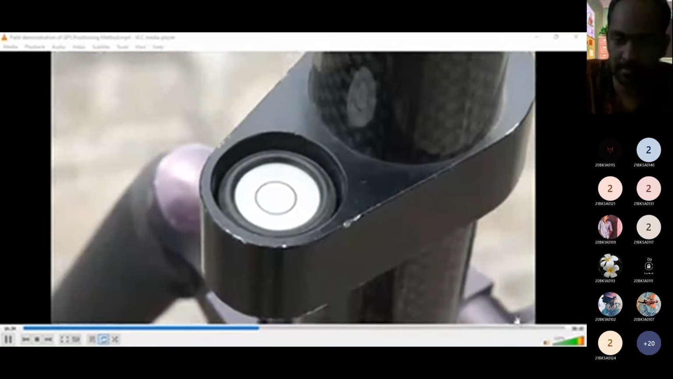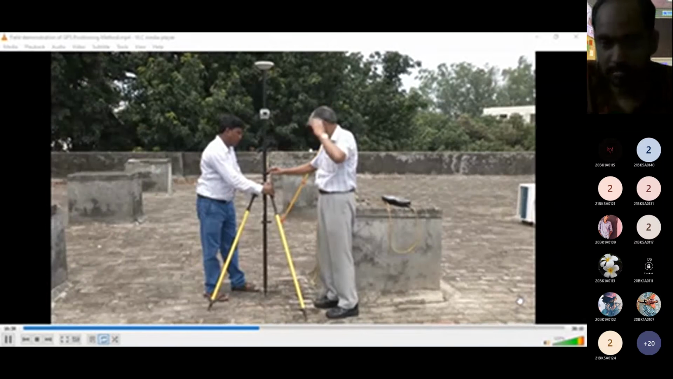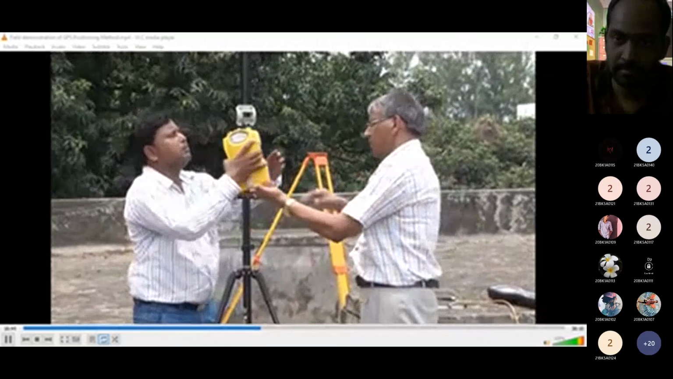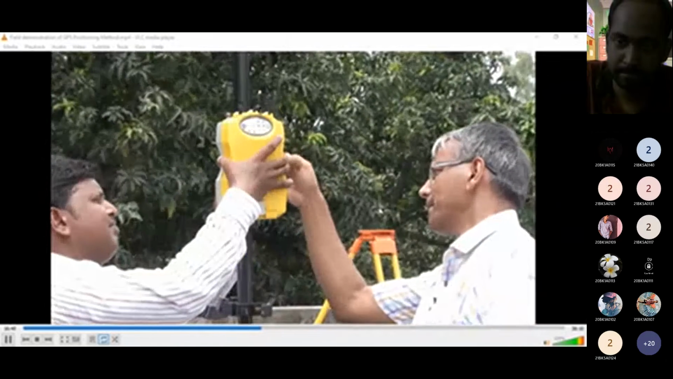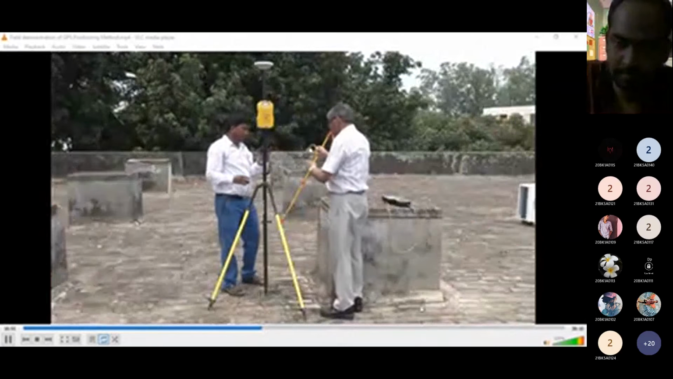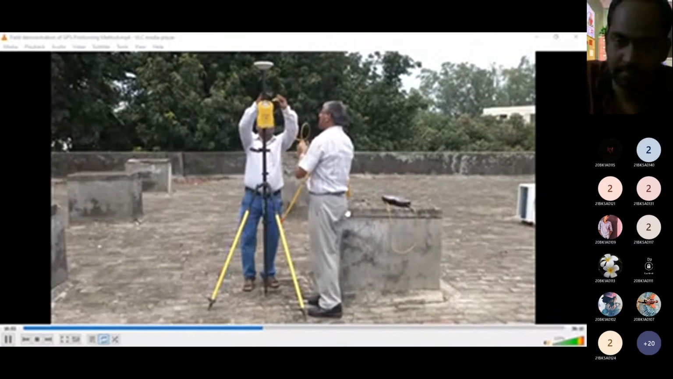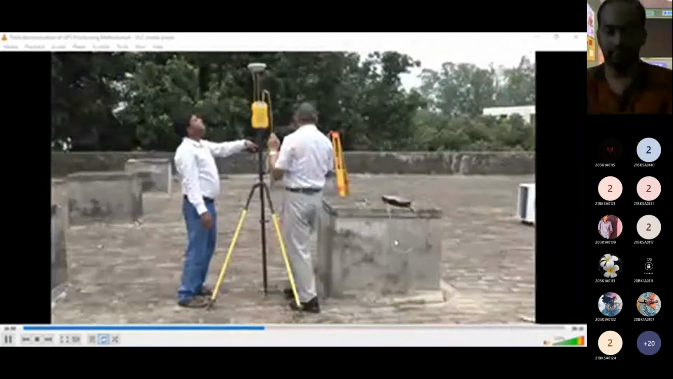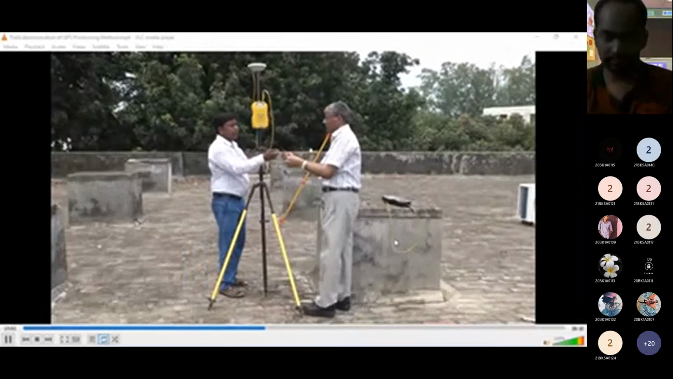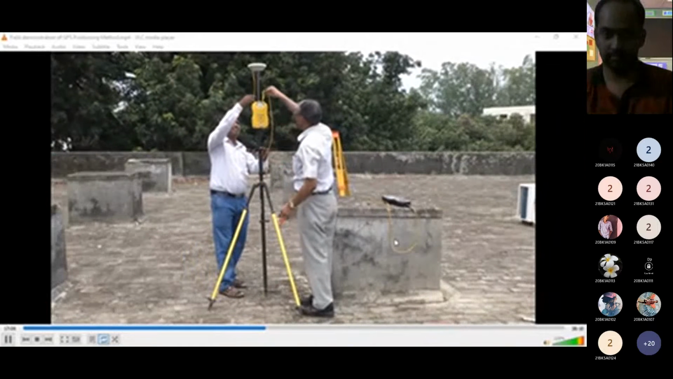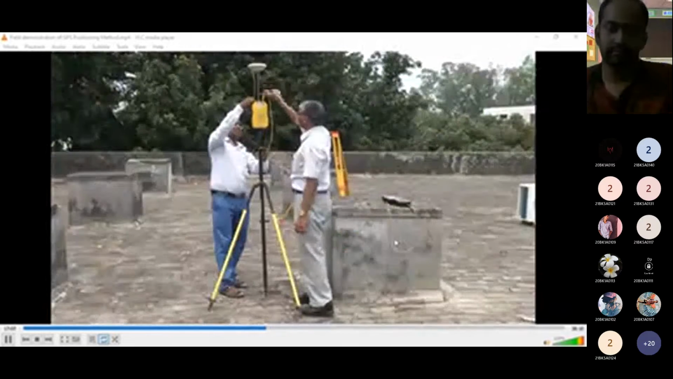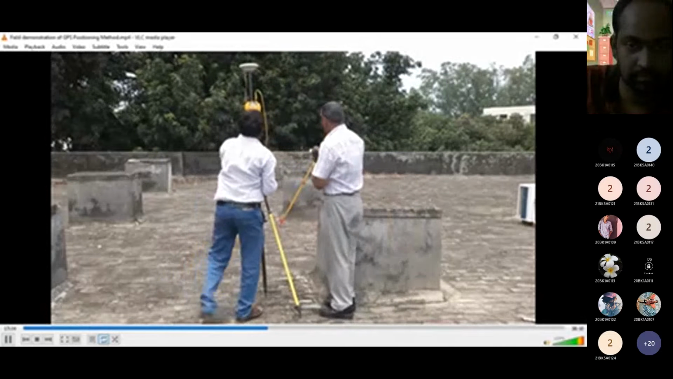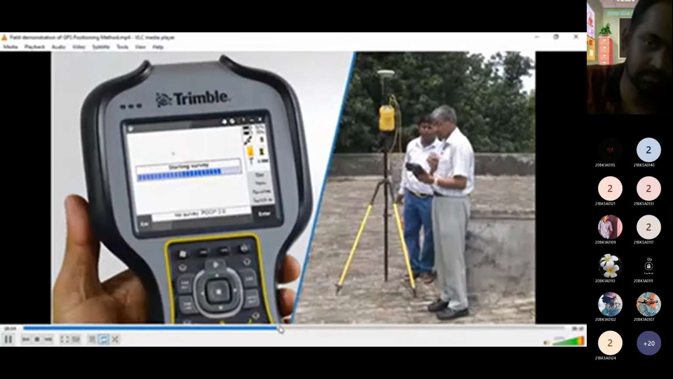Now this will be placed in a vertical condition using these bipods, so that here we have the bubble which gives us the impression about the level. After it is fairly level, we will fix up the receiver with the stand, and then there will be a connection between the antenna and the receiver. Then this receiving antenna is to be connected to the receiver, that is called the rover antenna, and then we have to connect the controller and start the survey.